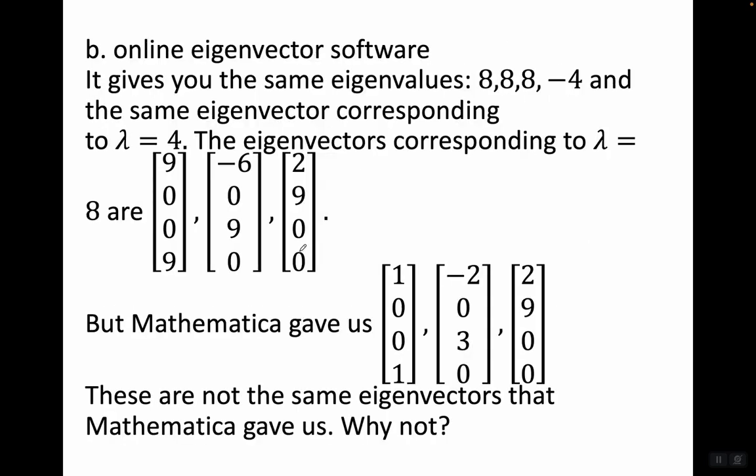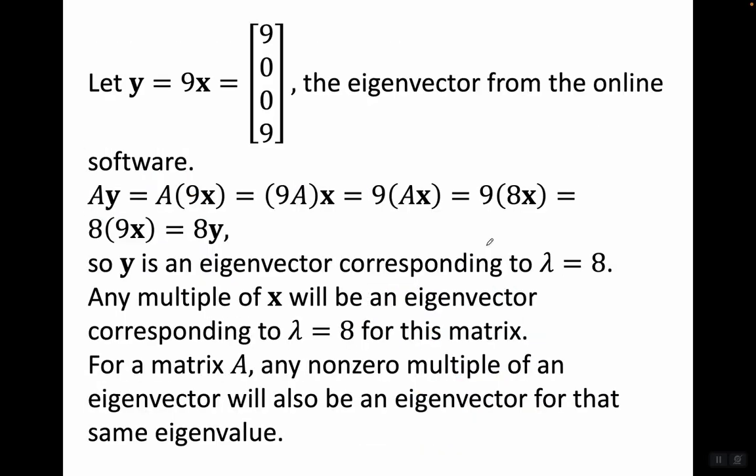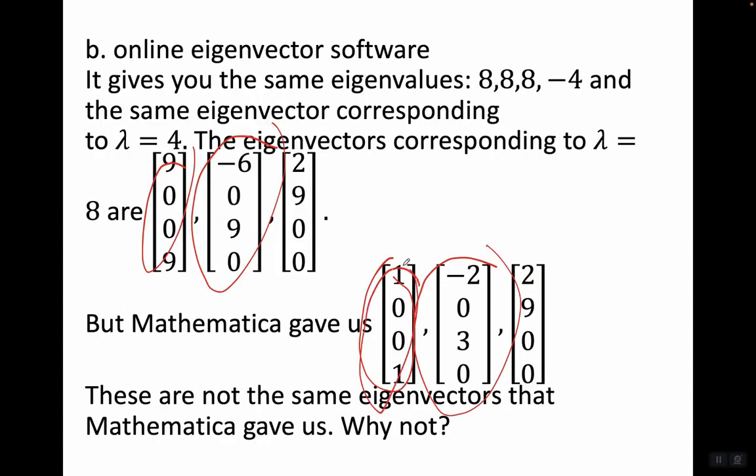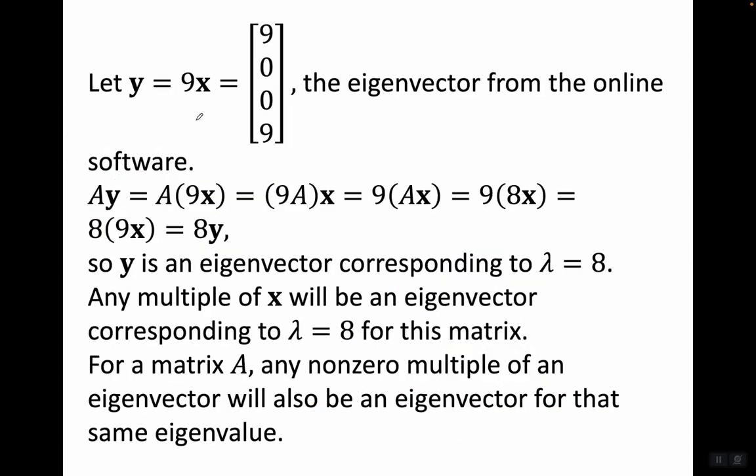Now, let's go back and see what's happening. Notice that this vector is just a multiple of this vector, and this second vector is a multiple of this second vector. Okay, that might be a clue as to what's happening. So we're going to let y equal 9x, 9, 0, 0, 9. Again, 1, 0, 0, 1, that's x. That's the eigenvector we get from Mathematica. 9, 0, 0, 9, that's the eigenvector we got from some other online mathematical software. So we let y equal 9x, the eigenvector from the online software.